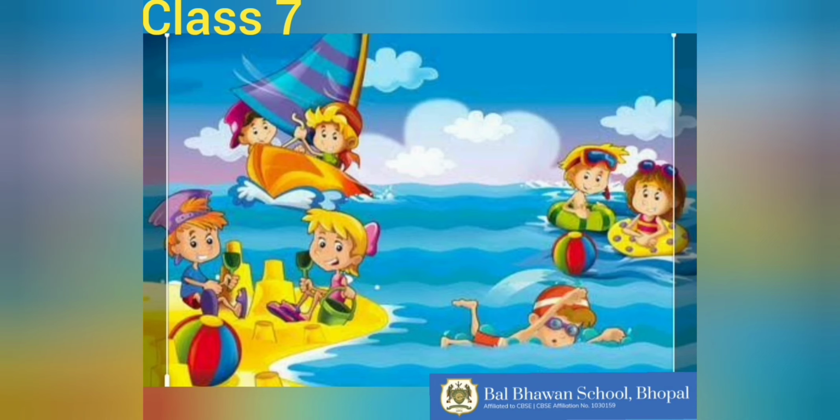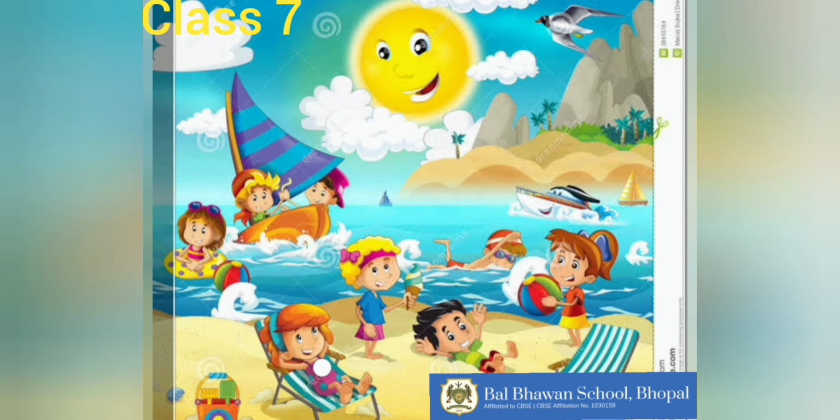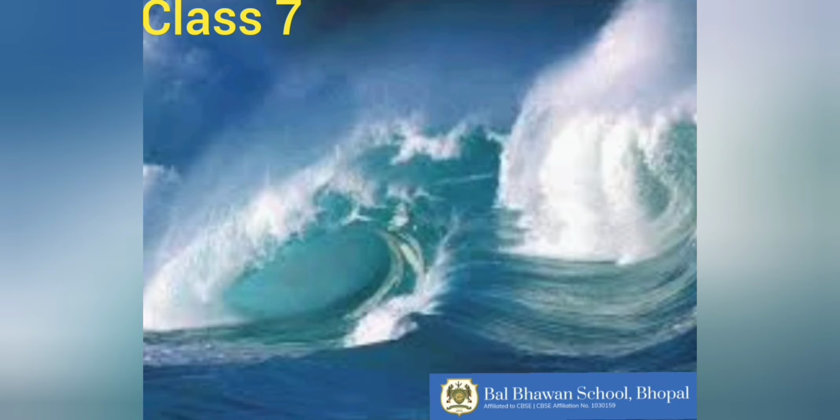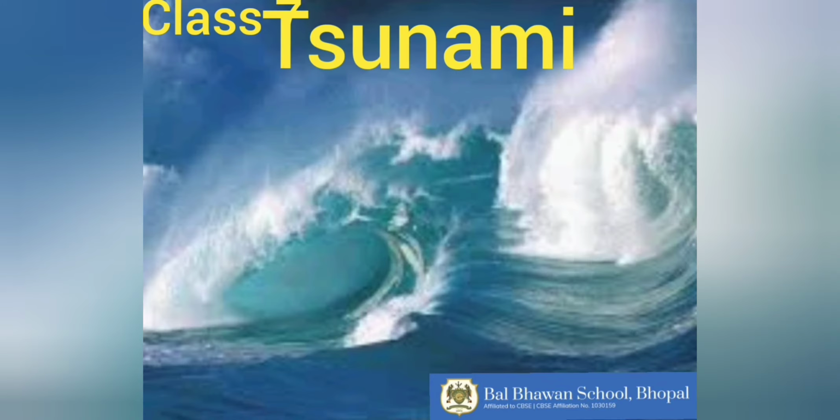Sometimes, especially during storms, huge oceanic waves are formed. Such waves are also generated due to earthquakes or volcanic eruptions. These waves can be as high as 20 to 30 meters. They are called tsunami. Tsunami is a Japanese word which means harbor waves.